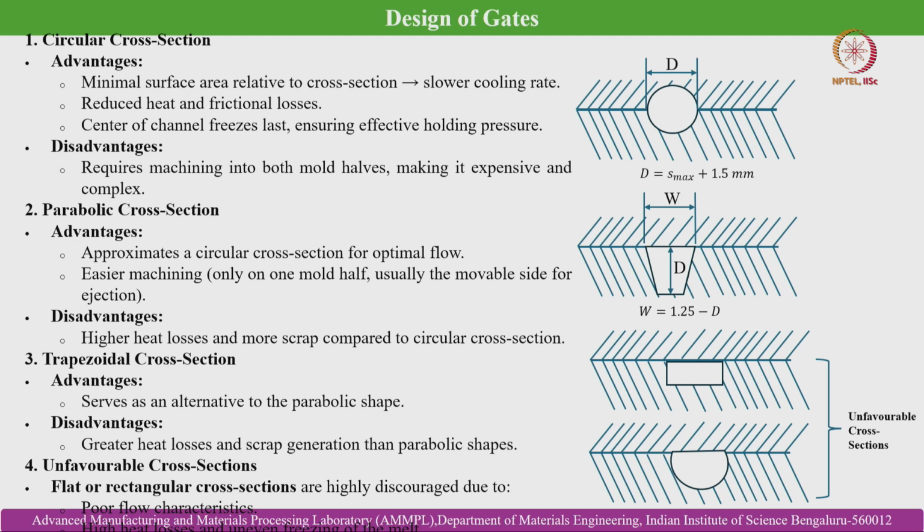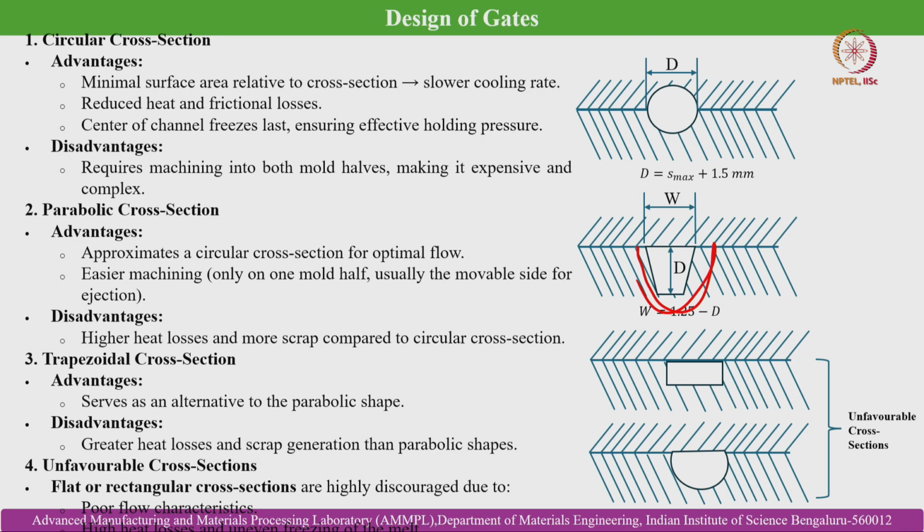And then if we are talking about parabolic cross section, it approximates a circular cross section for optimal flow, with easier machining, because in this case the runner geometry can be developed in only one of the die halves, usually the movable side for ejection. And the disadvantages are higher heat losses and more scrap compared to circular cross sections.